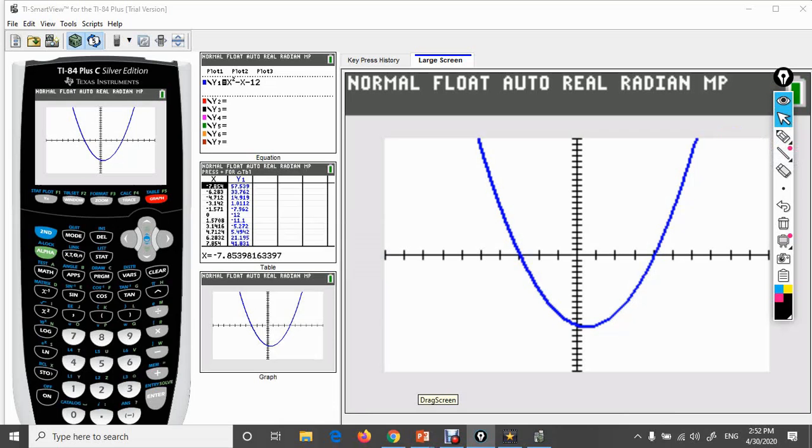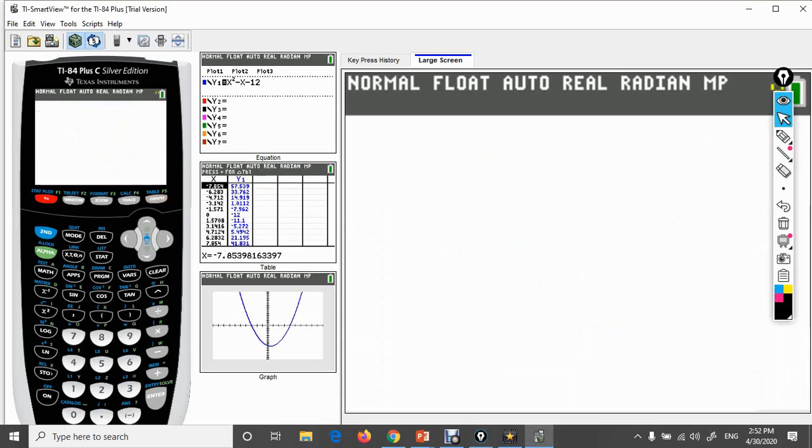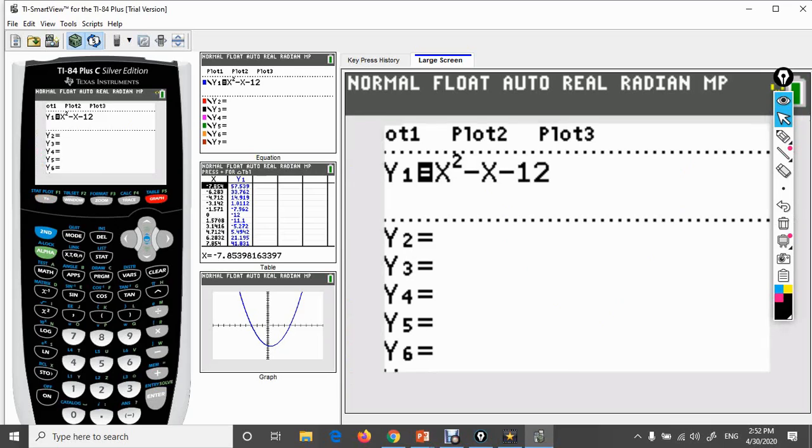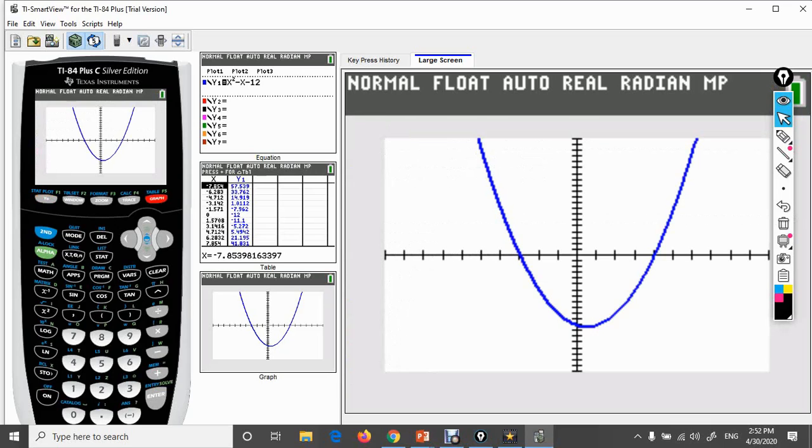All right, so here we are going to do the same thing, but now graphically. Notice that I've already gone to y equals to plug in the equation. In this case, the derivative, right? x squared minus x minus 12. So if I hit the graph button, I get this. What this function is going to tell us is what are the intervals where the gradient of the function is positive.